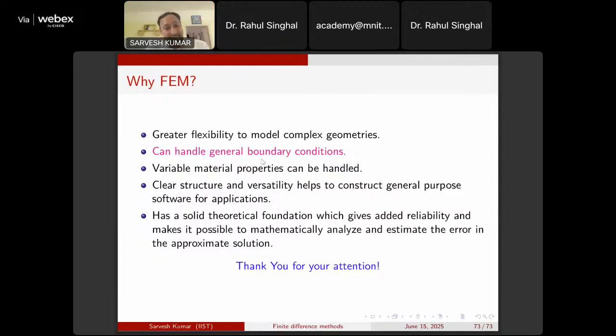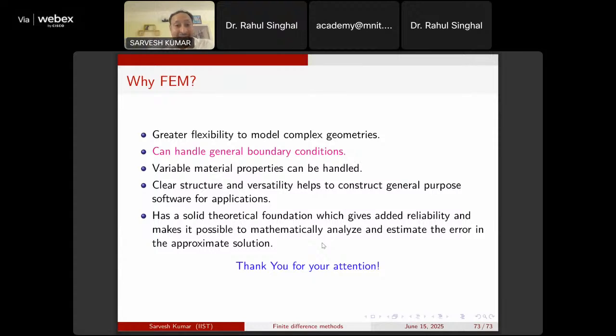It can handle any general boundary condition. It doesn't matter what condition you have, we can handle it. Variable material properties can also be handled. This has a clear structure and versatile steps to construct general purpose software, right? It has a very strong theoretical foundation. Once we go from FDM to FEM, the stability is straightforward, whereas in FDM we struggle a lot. Once you go with FEM, these things are straightforward, and we have a nice structure for the estimates also. Remember, in the morning I discussed the operators I_h, which are very easy to construct in terms of FEM.